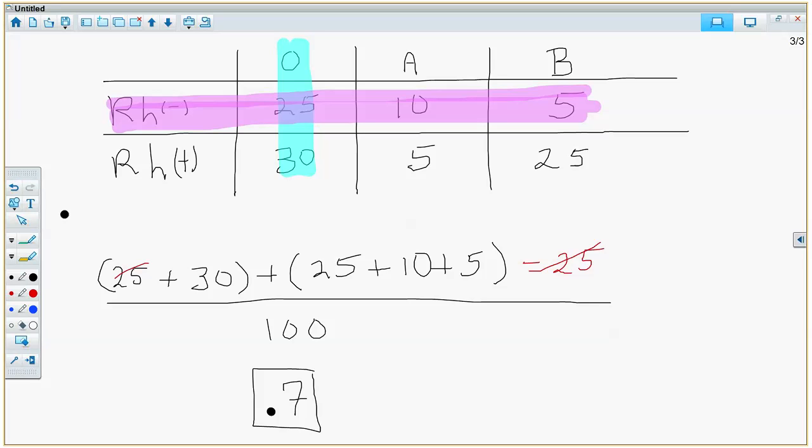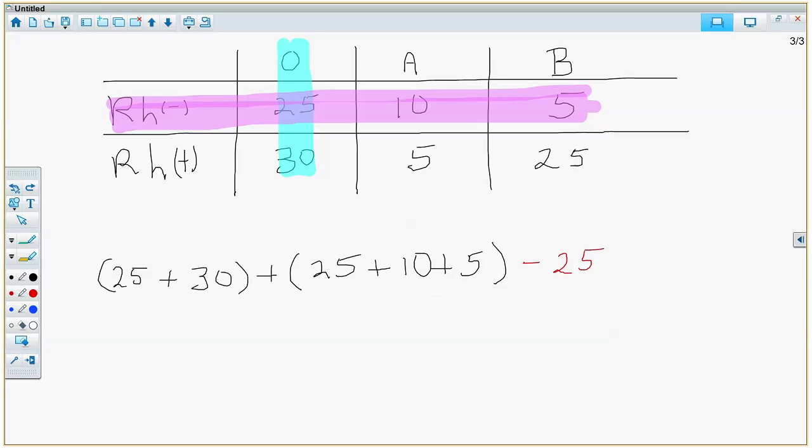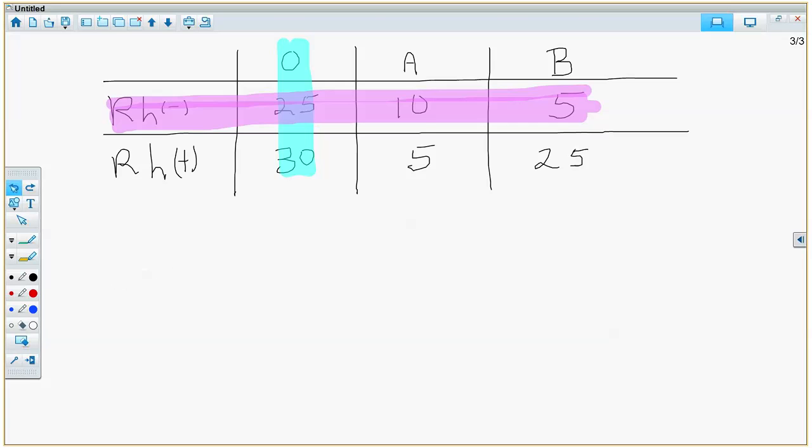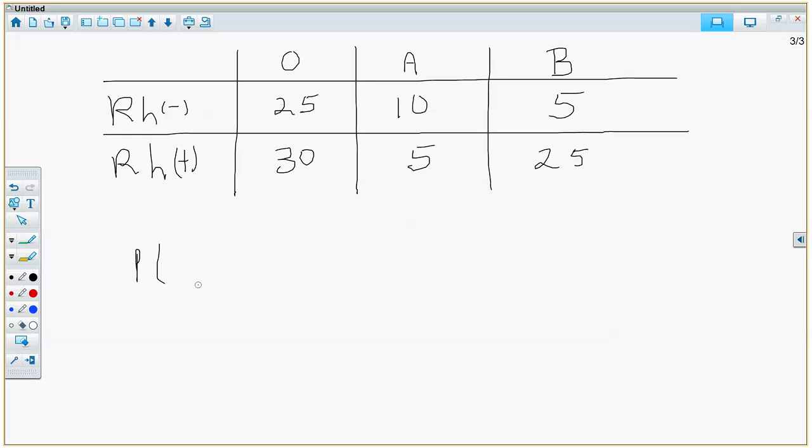Let's do another one. How about the probability of A or RH positive? All right, you do that one.